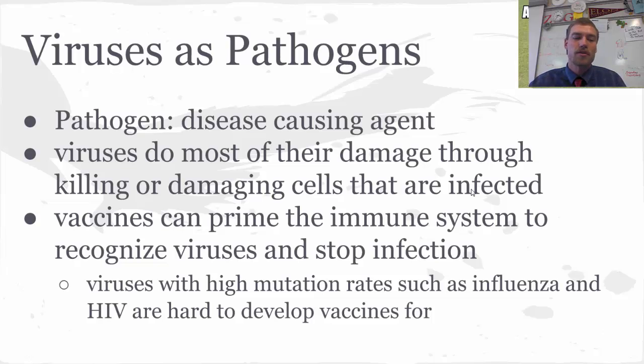Vaccines can prime the immune system to recognize viruses and stop infection, and they recognize the viruses based on the proteins on the outside of the virus. So for viruses that have high mutation rates, it's hard to create a vaccine because they're constantly changing the proteins on the outside of their capsid. So things like influenza and HIV are hard to develop vaccines for. Influenza, we have to develop a vaccine every single year because of the evolution that occurs along the way. HIV has one of the highest mutation rates, making it really difficult to develop a vaccine for.